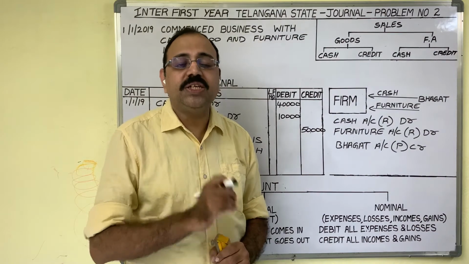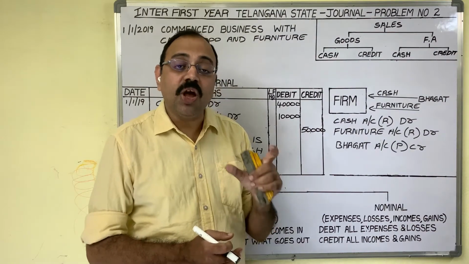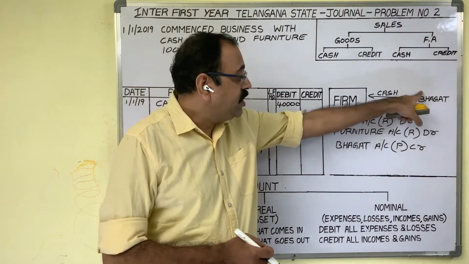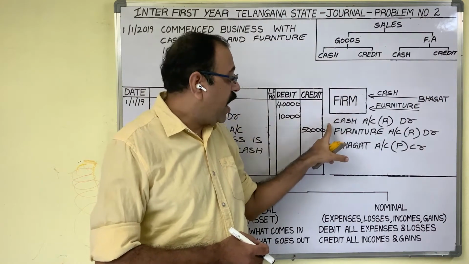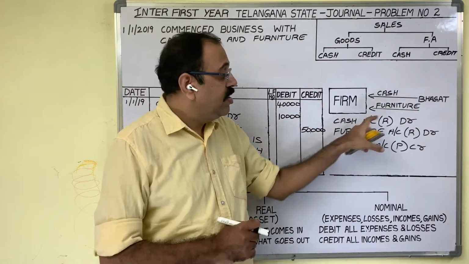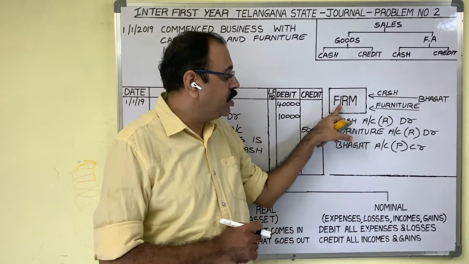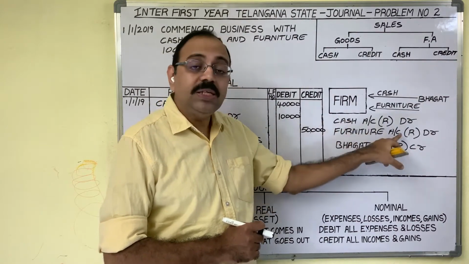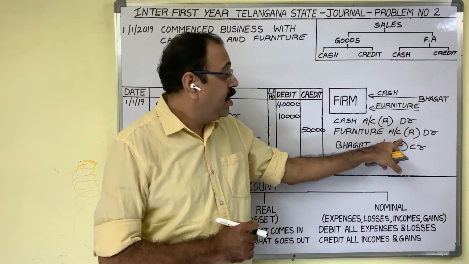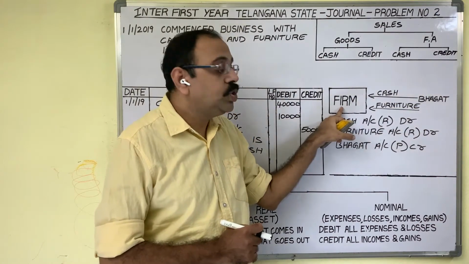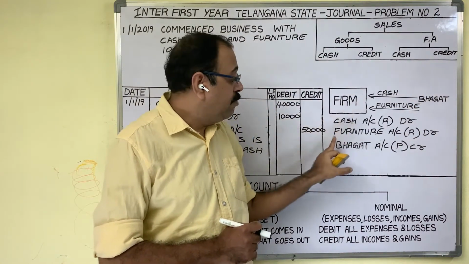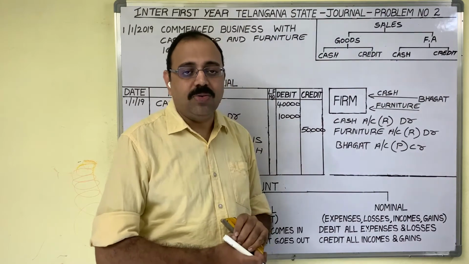The first step in writing a journal entry is identification of accounts. Cash is coming into the firm now. Cash account is one account. Furniture is also coming into the firm. Furniture account is one account. And Bhagat is bringing these 2 assets into the firm. Bhagat account is the third account.